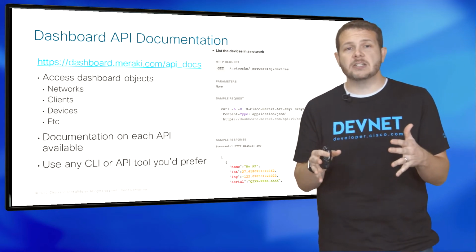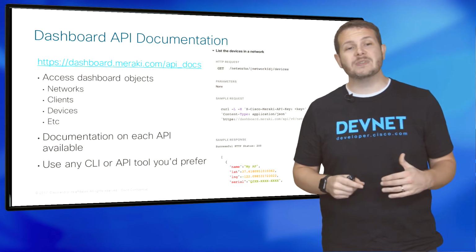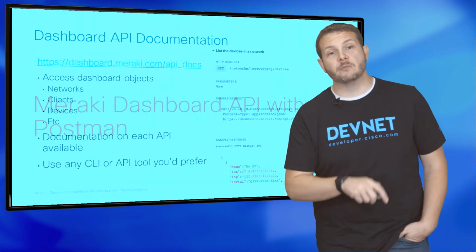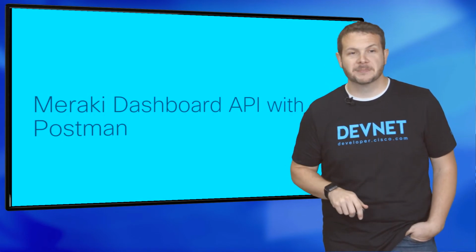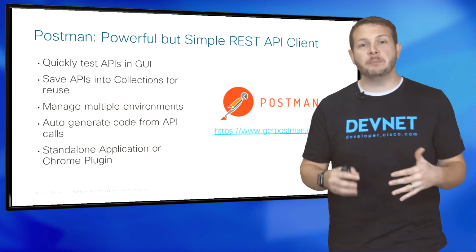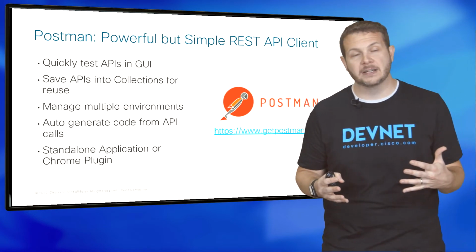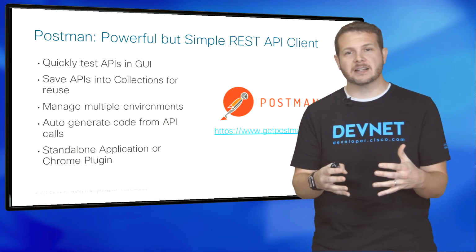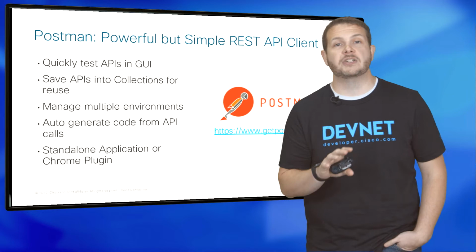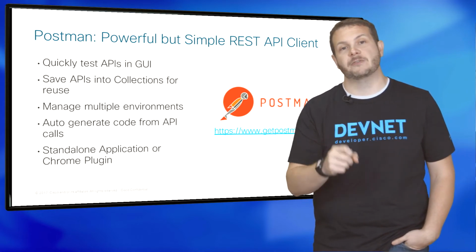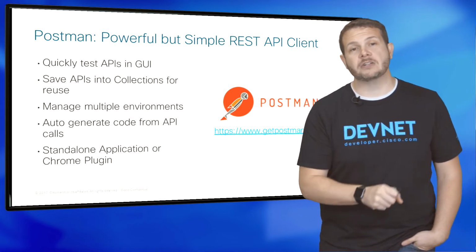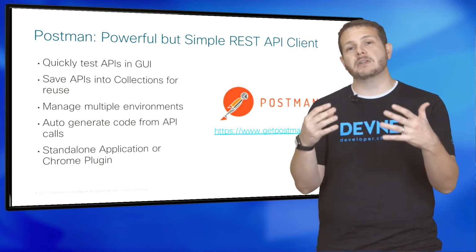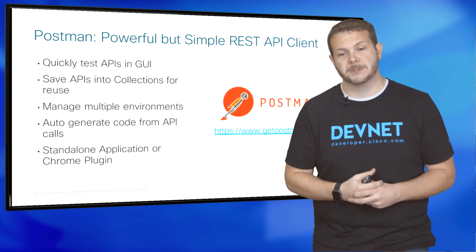Now, once you have the documentation and the API information you're interested in, you can use any CLI or API tool you prefer. For us, we're going to go to our favorite REST API tool, Postman. Now, as a reminder, Postman is this simple but very powerful REST API client where you can quickly test APIs using a powerful GUI. We can save those APIs into collections, leverage environments for managing multiple Meraki instances for these different API calls. We can even auto-generate code in Python, Go, JavaScript, PHP, so that we can start to build our own scripts and automation routines.